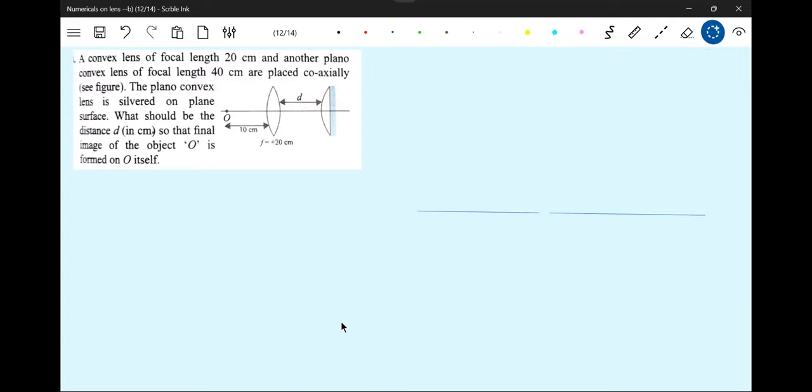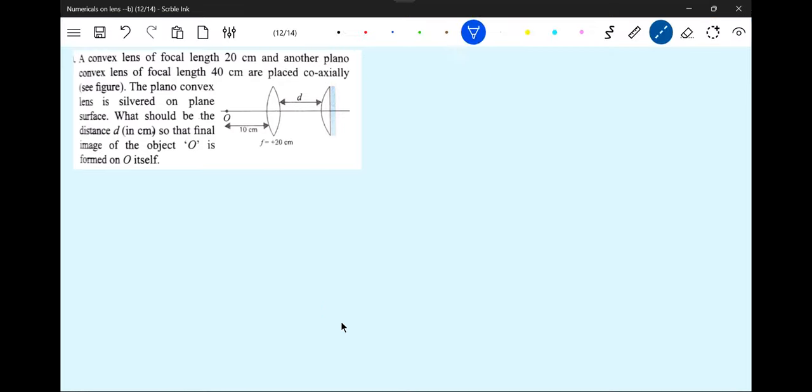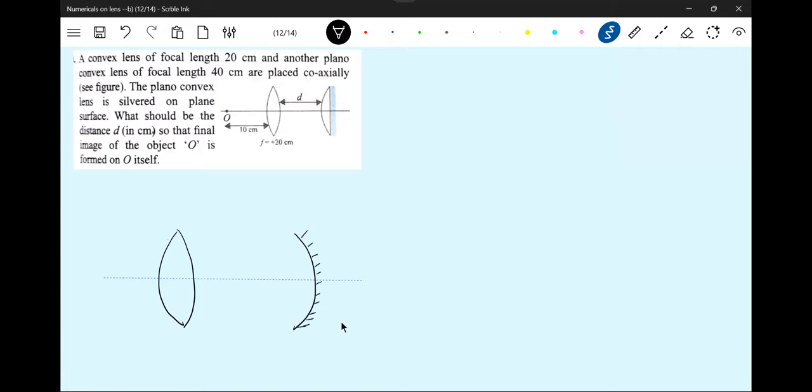So they say this is a plano-convex lens, it is silvered. Can I replace this with a concave mirror? Yes, I can replace it with a concave mirror. Hope everyone is getting it. So I'll start the diagram. I have to draw the diagram for it. So there's a convex lens as it is. This I will replace with a concave mirror.